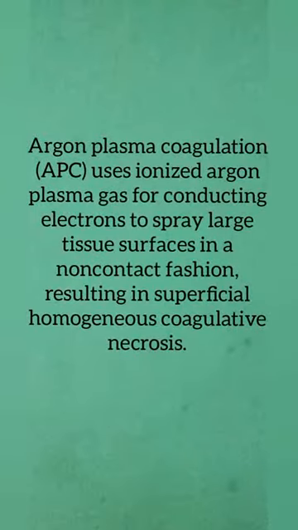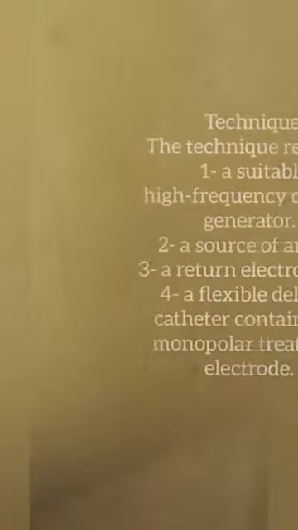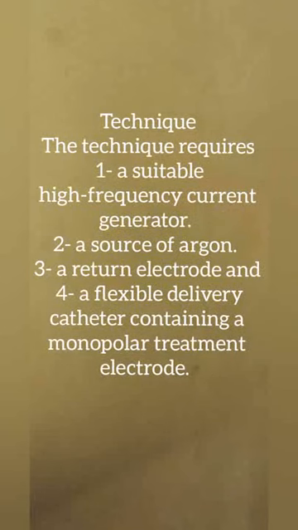Another definition of argon plasma coagulation is that it uses ionized argon gas for conducting electrode to spray a large tissue surface in a non-contact fashion, resulting in superficial homogeneous coagulative necrosis. What you need to do APC is a suitable high-frequency current generator, a source of argon gas, a return electrode, and a flexible delivery catheter containing a monopolar treatment probe.